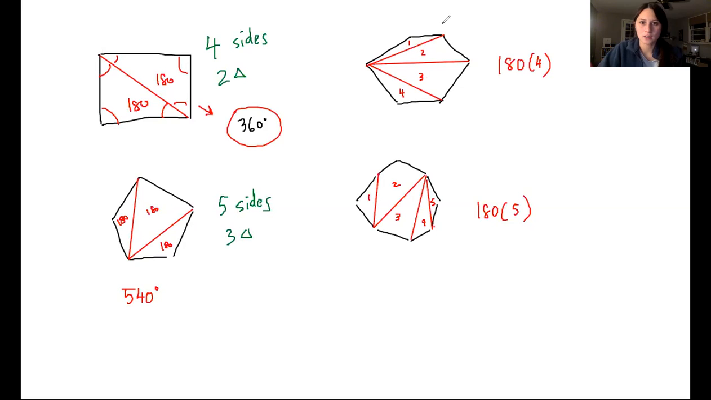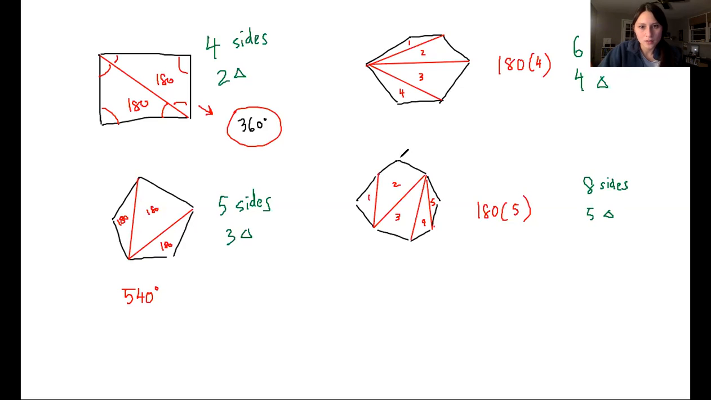Here I've got 6 sides and 4 triangles. Here I've got 8 sides and 5 triangles. What do you notice?